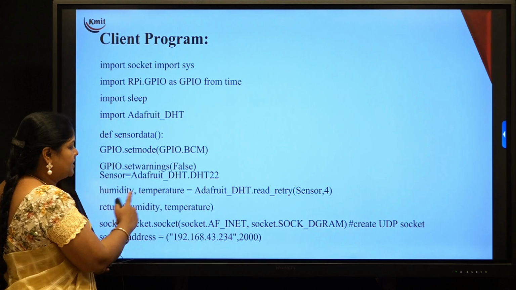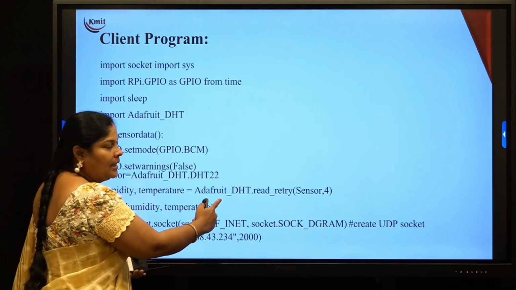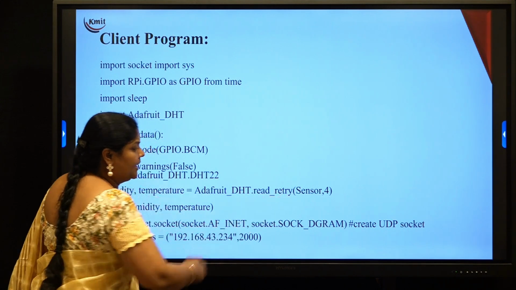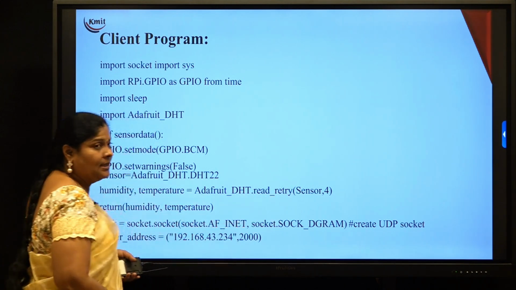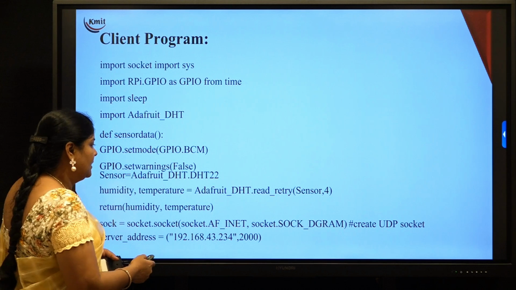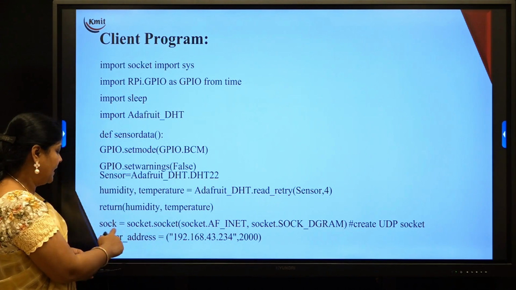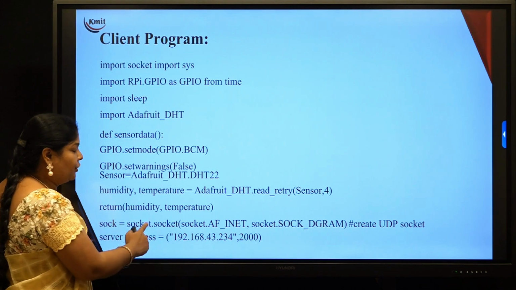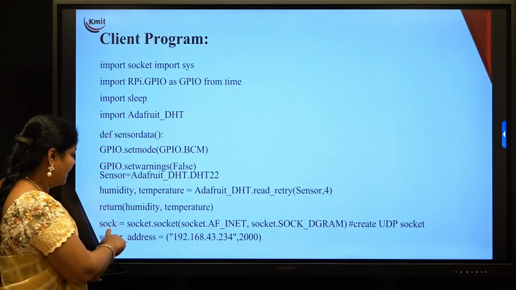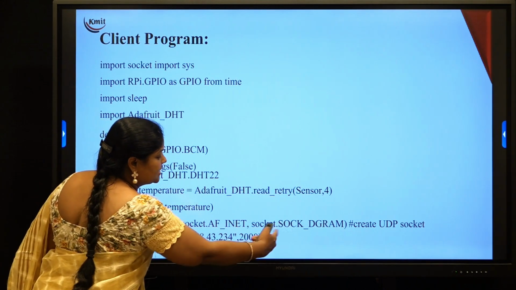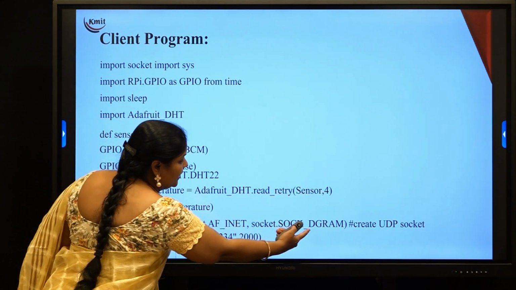Next, using this DHT, humidity and temperature are read using Adafruit_DHT.read_retry(sensor, 4). 4 is the pin from which you are connecting the input. Next, return whatever humidity and temperature values you have collected. In order to do this you need to connect it to the server. sock = socket.socket, and then the connection type, socket.SOCK_DGRAM.